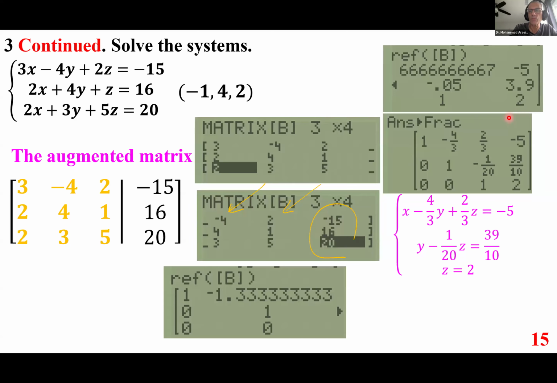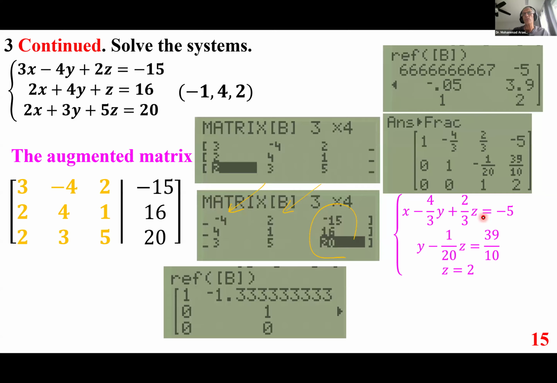So from the augmented matrix, simplified REF, reduced echelon form, for example, x minus 4 thirds y plus 2 thirds z equals minus 5. The second one, y minus 1 over 20 z equals 39 over 10, and z equals 2. From this augmented matrix, we go to equations and back substitution. Z is 2, put it in here, find y. Both of them, put it in here, find the missing x.